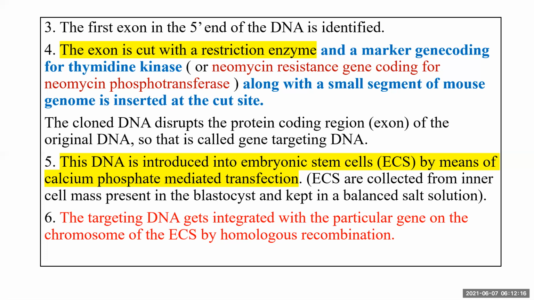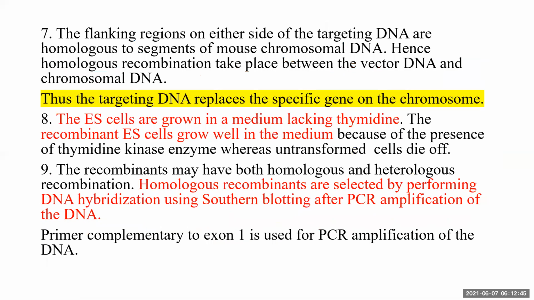Now, the targeting DNA is introduced into embryonic stem cells. The targeted DNA gets integrated with a particular gene on the chromosome of the embryonic stem cell by homologous recombination. So this cloned or targeted DNA gets integrated with a particular gene present on the chromosome of the embryonic stem cells by homologous recombination. Now, the flanking regions on either side of the targeting DNA are homologous to the mouse chromosomal DNA.